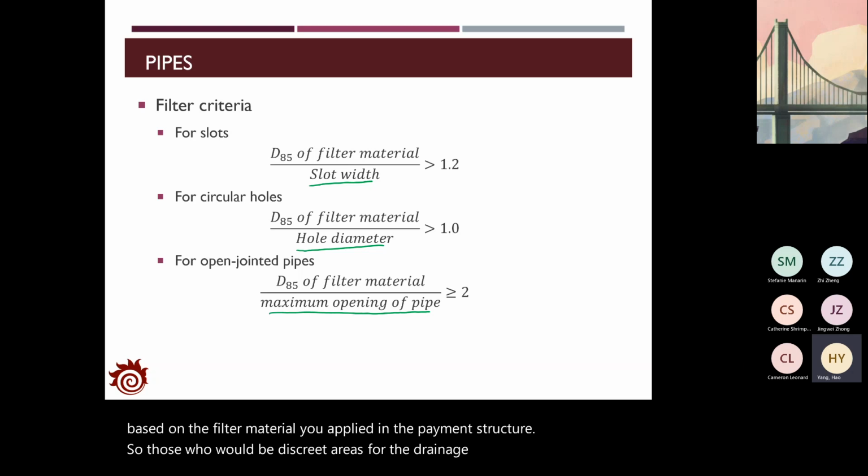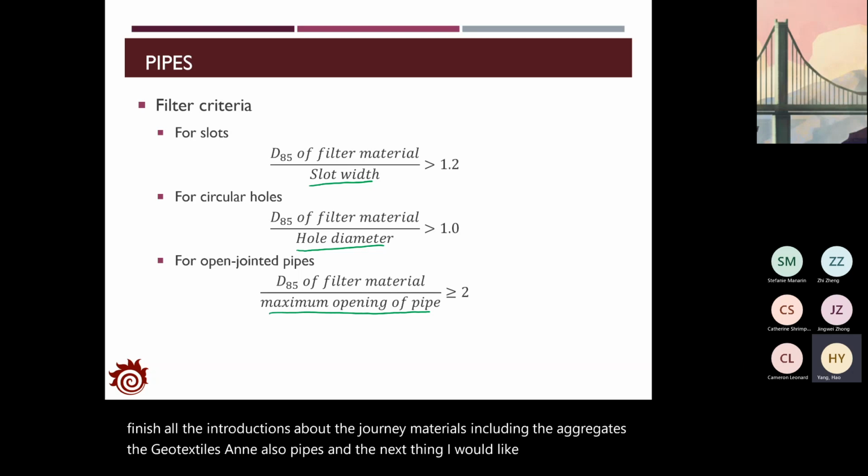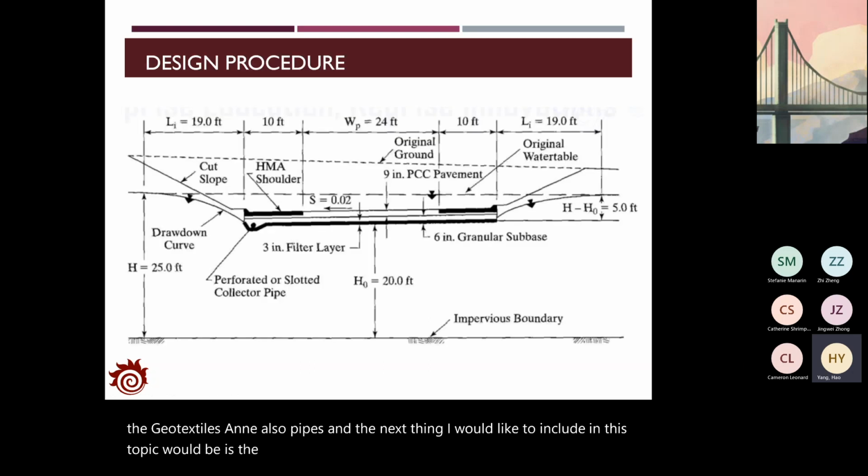With that, we finish all the introductions about the drainage materials, including the aggregates, the geotextiles, and also pipes. And the next thing I would like to include in this topic is the design procedures for us to conduct the design. And this one will mainly focus on the design of the slope about the pavement.